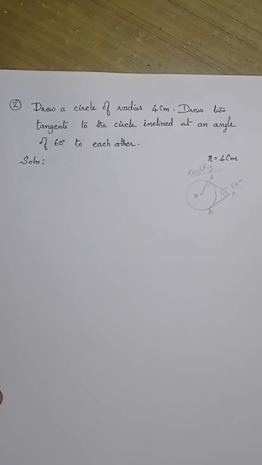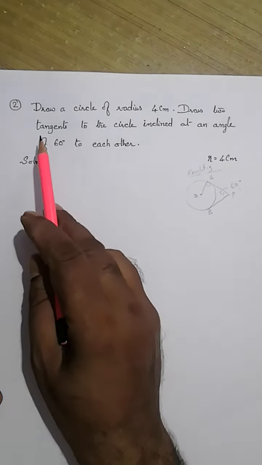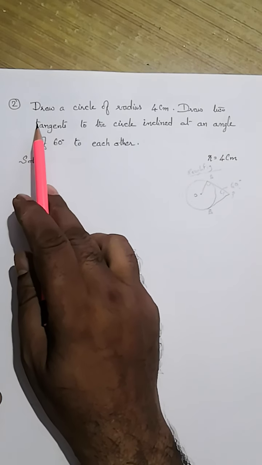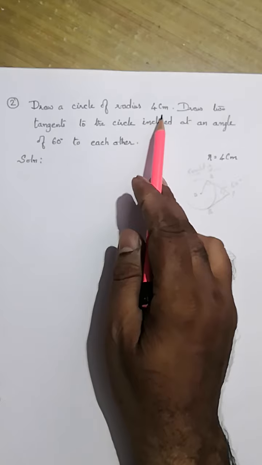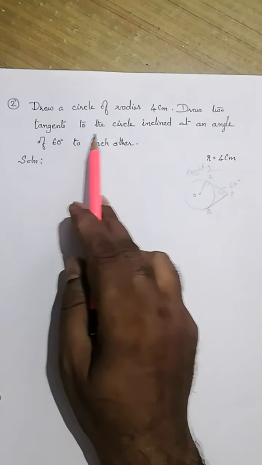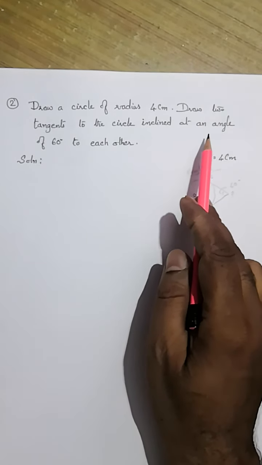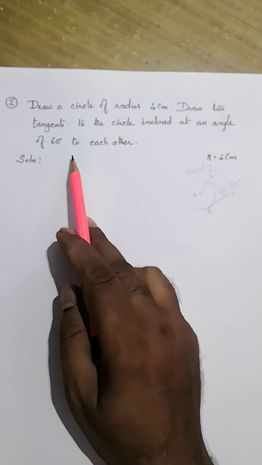Dear students, let us do one more problem. I shall read the problem. Draw a circle of radius 4 centimeters. Draw two tangents to the circle inclined at an angle of 60 degrees to each other.